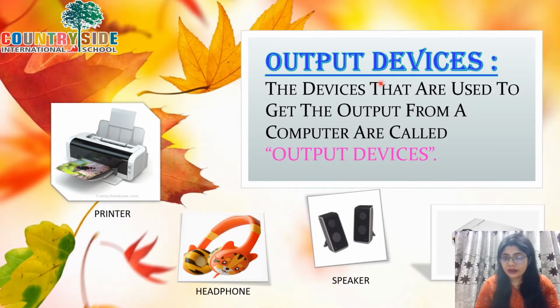Next is output devices. The devices that are used to get output from the computer are called output devices. What are the output devices? Printer, we all know about printer, right? Then comes headphone. We put it on our head to listen to music. Speakers also produce sound when we want to hear something. And the next one is projector. To project something on the screen, we use a projector.